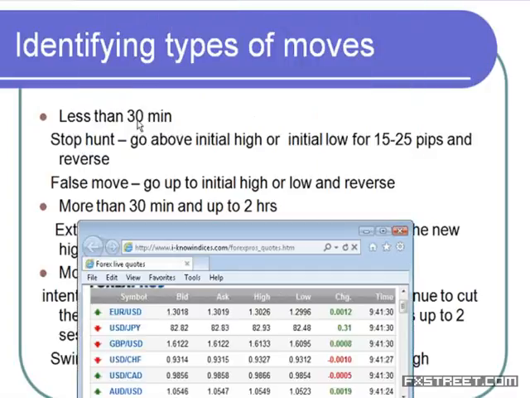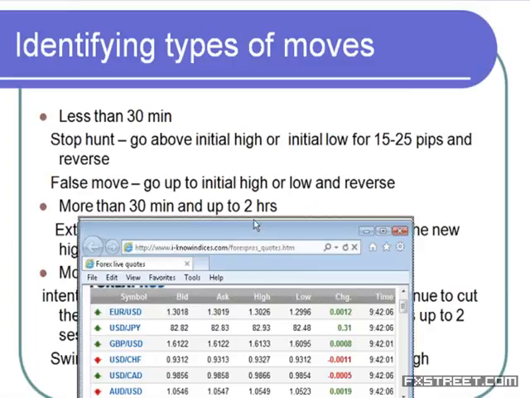If they make a move in less than 30 minutes, it is a stop or a false move. Stop: the condition is they go below the initial low and come back above it in less than 30 minutes. False move is the one where they go up to the low and reverse, or go up to the high and reverse. That is a false move, which also happens in less than 30 minutes. So they pretend as if the market is going to go up at the time of release of the non-farm payroll and start making the drop. So that is a false move.